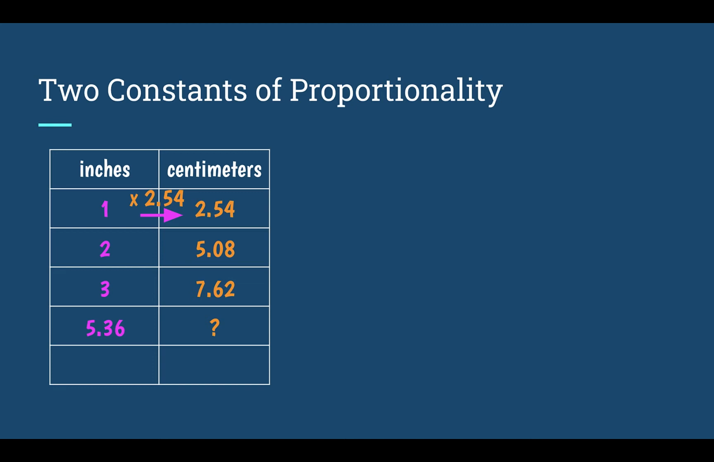If you know the unit rate, so how much it is for one thing, that number is the same as the constant of proportionality. So here, 1 is the same as 2.54 centimeters. I'm going to multiply by 2.54. So if you can find that 1, it will help you out. So each time, I'm multiplying by 2.54, which means I need to do the same thing to my 5.36. So 5.36 times 2.54 is 13.6144. I didn't round here, but your teacher may have you round off at a certain decimal place.